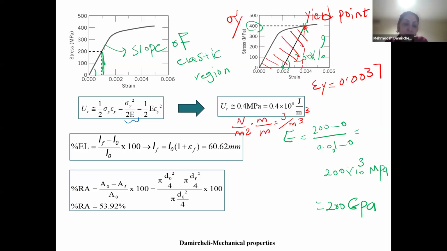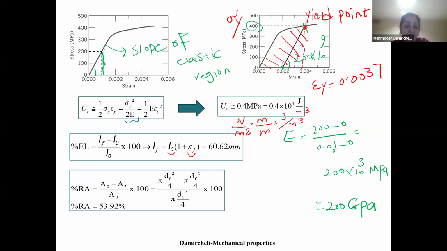It means energy per volume. Okay, the next part asks about the fracture length. You know that EL is LF minus L naught over L naught times 100. And LF is L naught times 1 plus epsilon F. We have epsilon F, we have the initial length, substitute here, and we can find the fracture length as 60.62 millimeters, for this example.